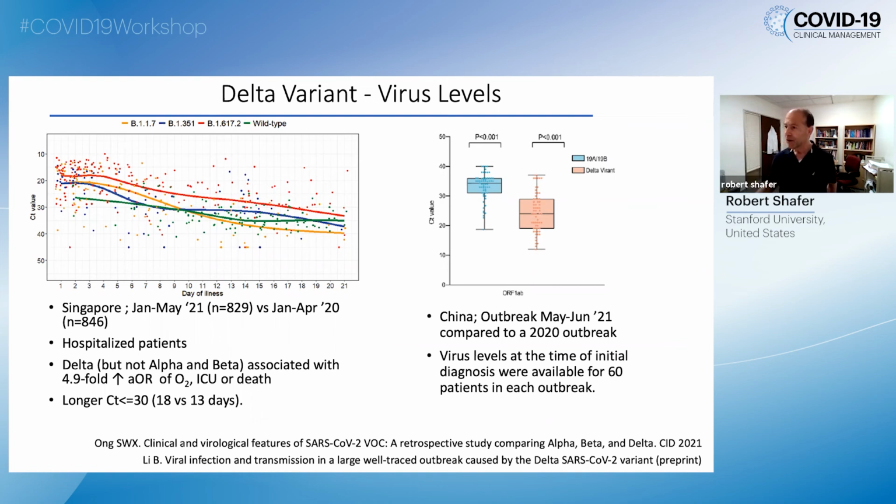A preprint from China that has gained a lot of attention compared an epidemiologically investigated outbreak with the Delta variant to a similarly investigated outbreak that took place in early 2020. The mean virus levels at the time of diagnosis in the Delta variant outbreak were 1,000 times higher than the virus levels at similar time points in the earlier outbreak.